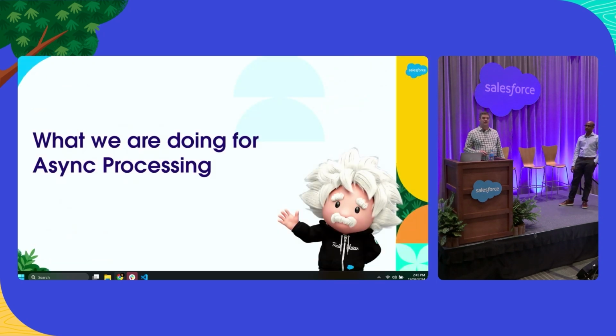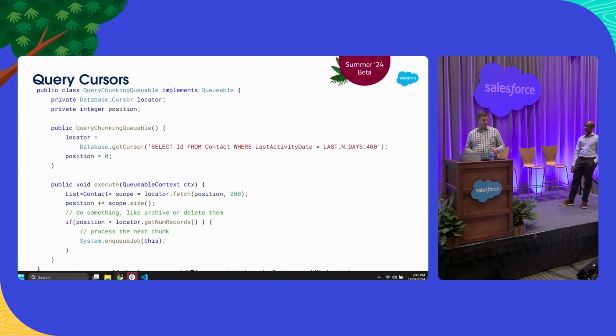So first up, let's talk about what we are doing for asynchronous processing in Apex and what's changing in that environment. So many of you, when you have an asynchronous job, say you have to pull all the contact records that were updated in the last 400 days, because that could be a potentially really large amount of records, tens of thousands, hundreds of thousands of records, you can't process them in one transaction. So you'd probably naturally reach for a batch job.